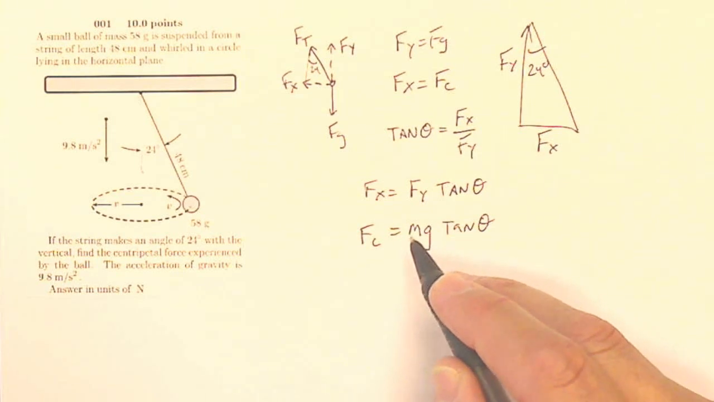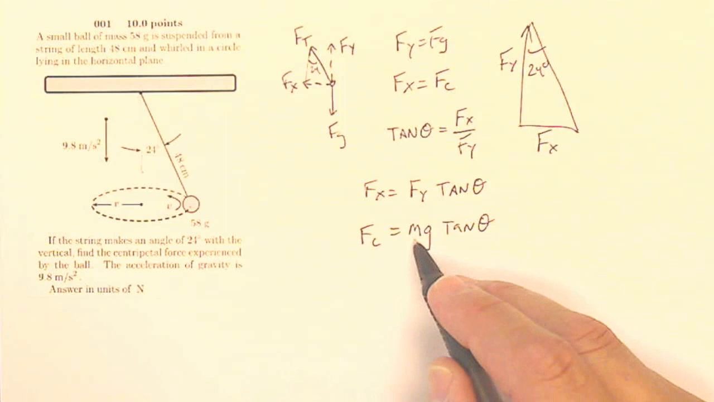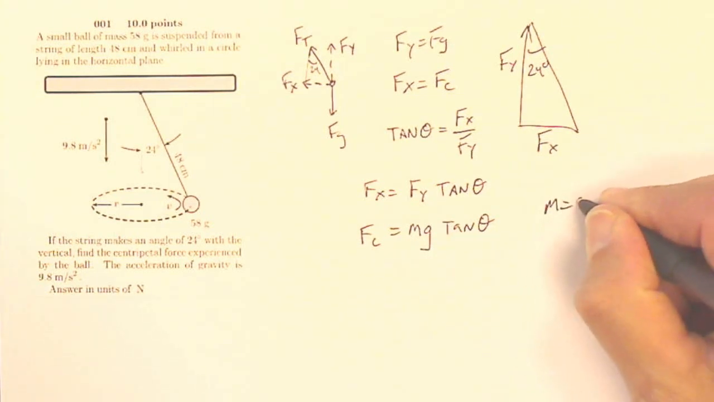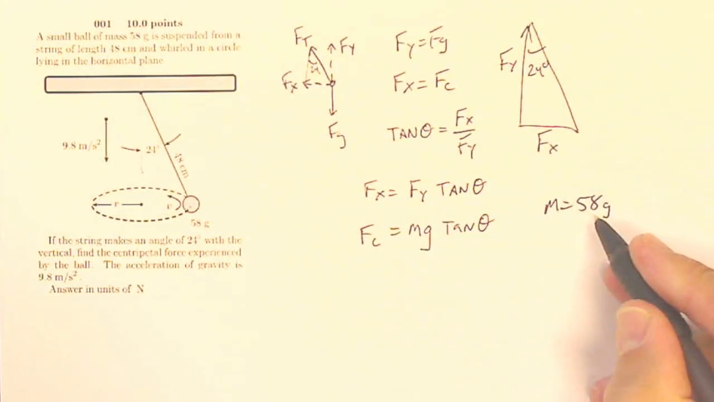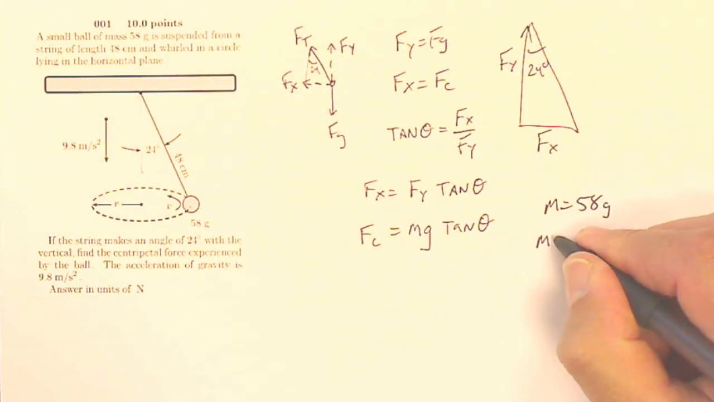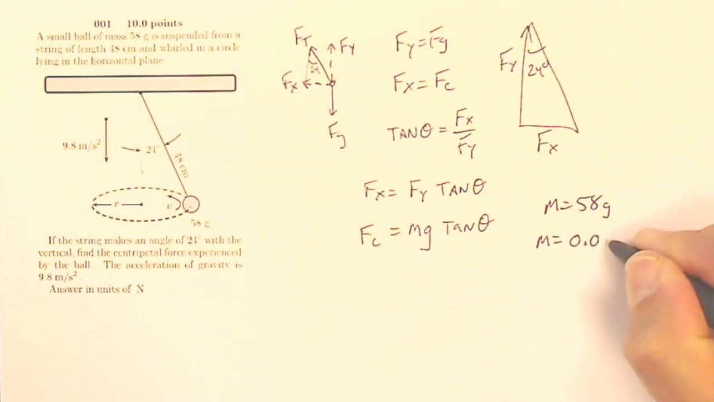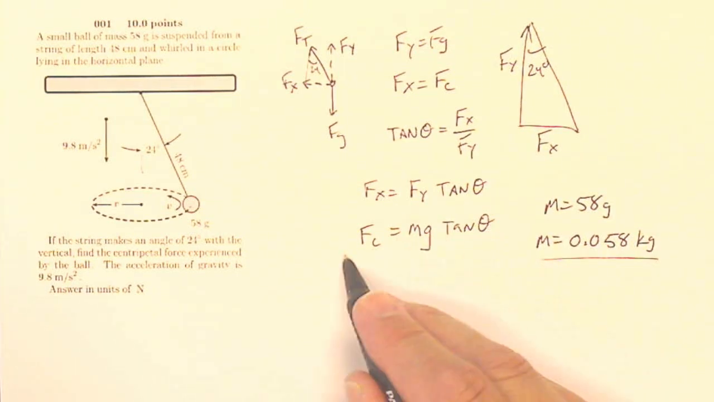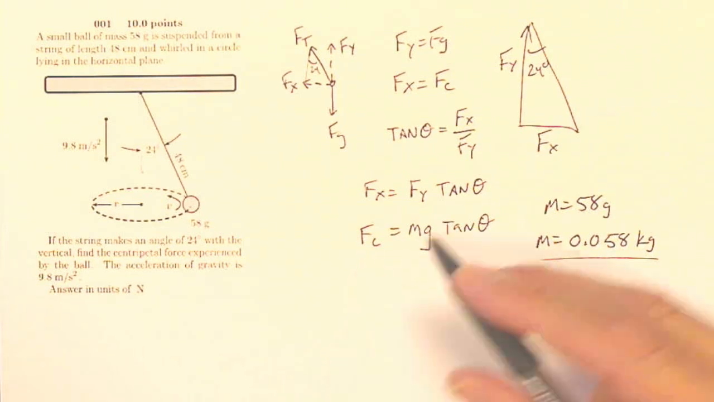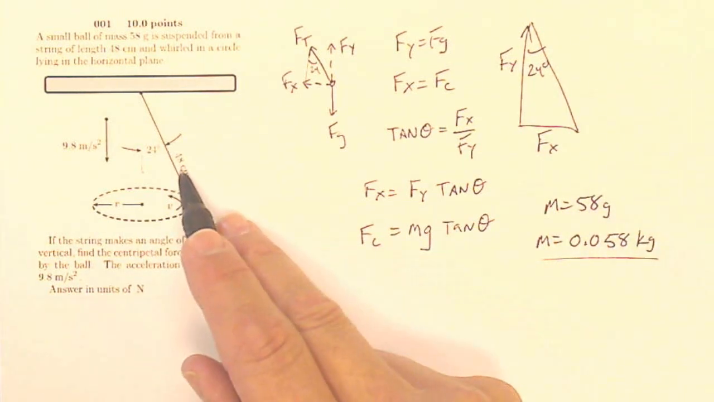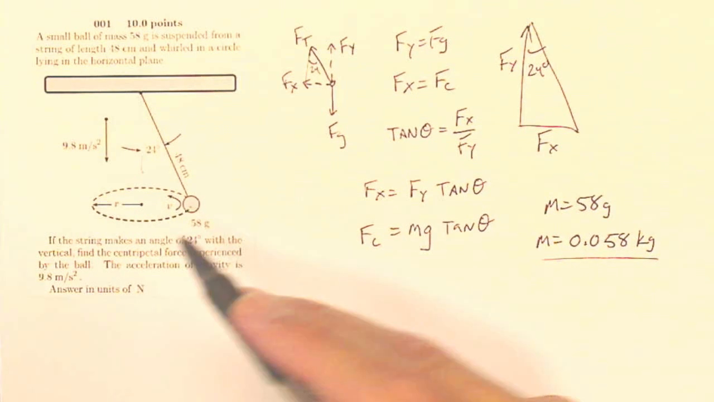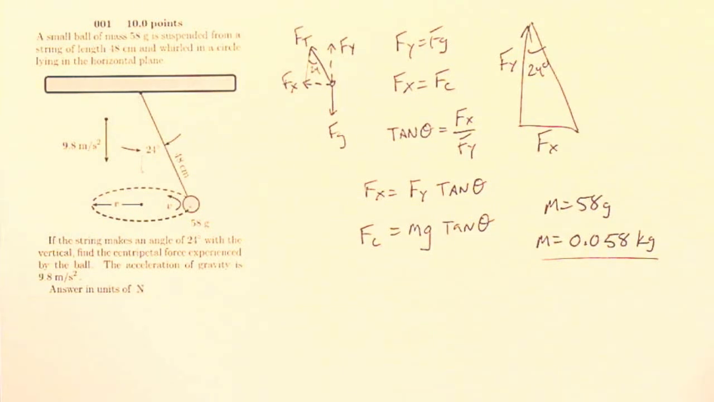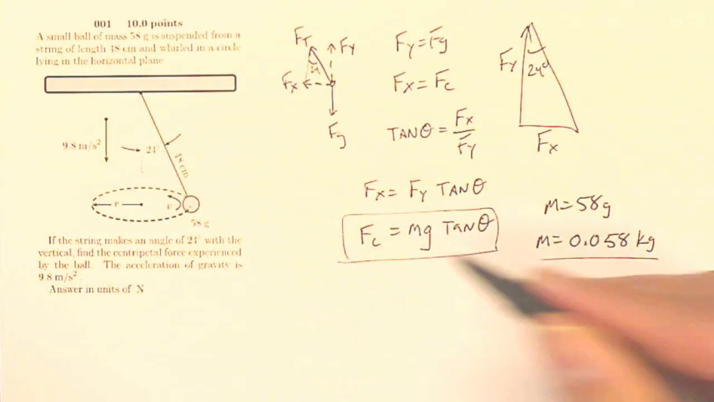The only tricky thing here is the mass, and the mass is 58 grams. To get that into kilograms, I'm going to divide by 1,000, so the mass is 0.058 kilograms. So with that mass and the gravity and the theta, I can find my centripetal force without ever finding the tension in the cable, without ever using the 48 centimeters, without ever using the r from mv squared over r. So that will get me my centripetal force.